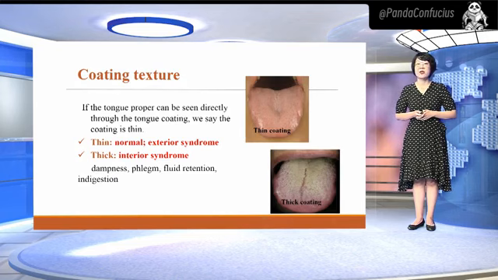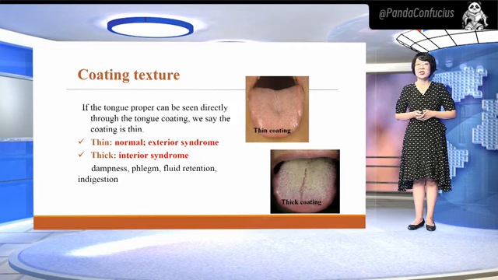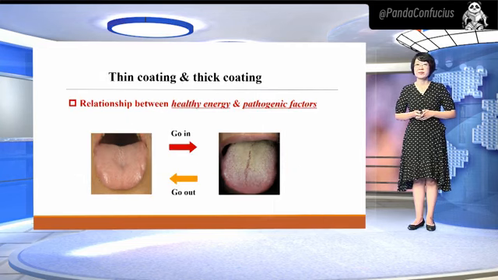The first pair, thick and thin. If tongue proper can be seen directly through the coating, we say the coating is thin. If we can't see the tongue proper, it is thick. Thin coating can be seen in healthy people and exterior syndrome, like catching a cold. Thick ones suggest interior syndrome, including dampness, phlegm, fluid retention, and indigestion.